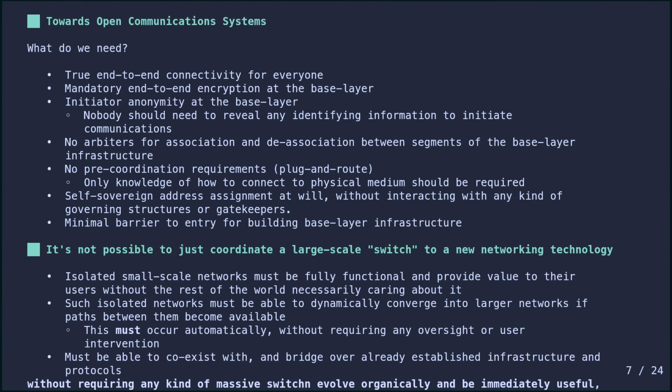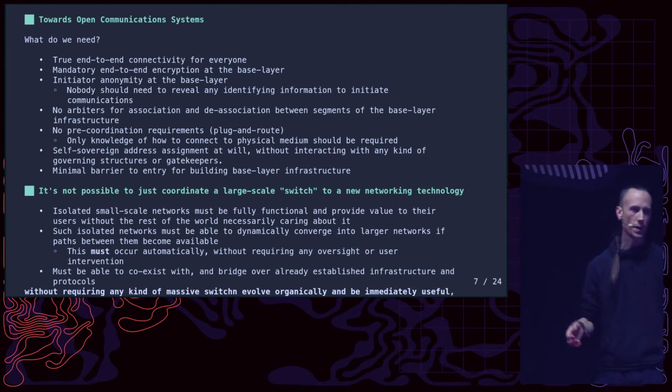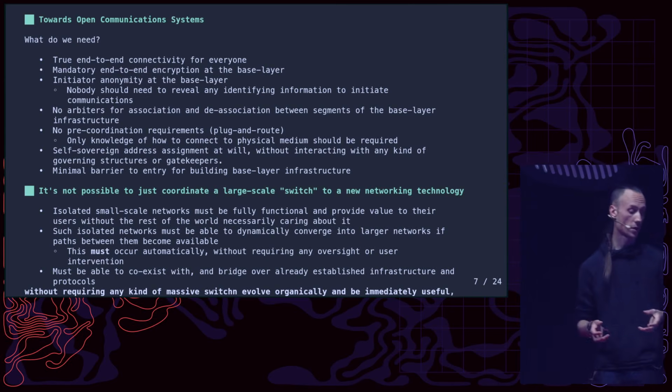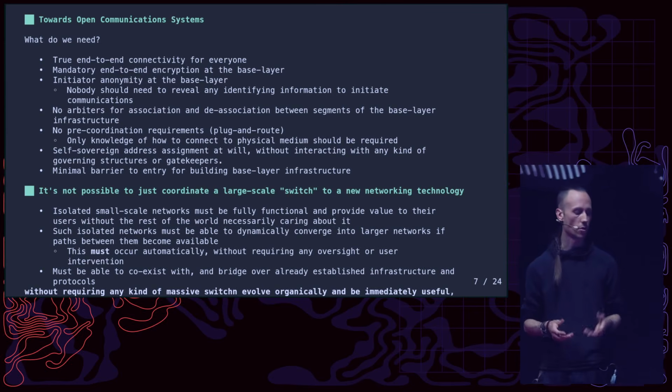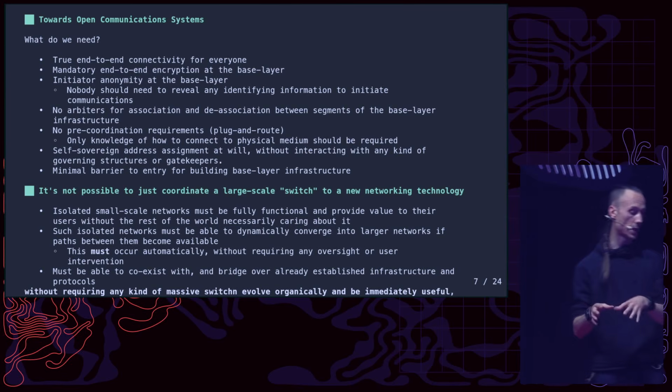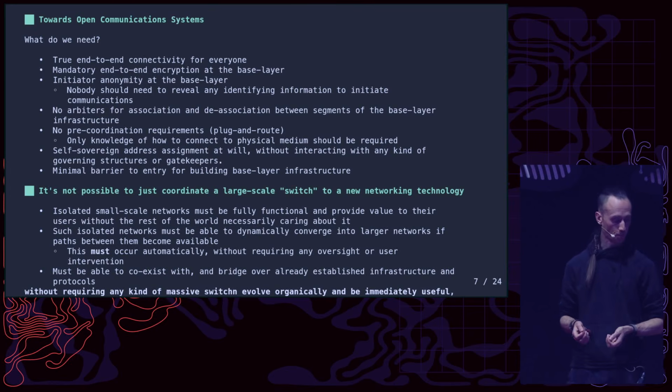So I think for any technology in this kind of way to be successful or usable, we need to have a situation where isolated networks and also isolated small-scale networks are completely functional and provide real value to their users without the rest of the world necessarily having to care about it. And such isolated networks must be able to dynamically converge into larger networks if paths between them become available. And as I said before, this must occur automatically without requiring any oversight or user intervention. And it should also be able to coexist with and bridge over the already established infrastructure and protocols that we have. So I think if we can get to a point where these prerequisites or requirements are fulfilled, we can have networks that can be created and grow organically and over time form larger and much more useful networks as well.